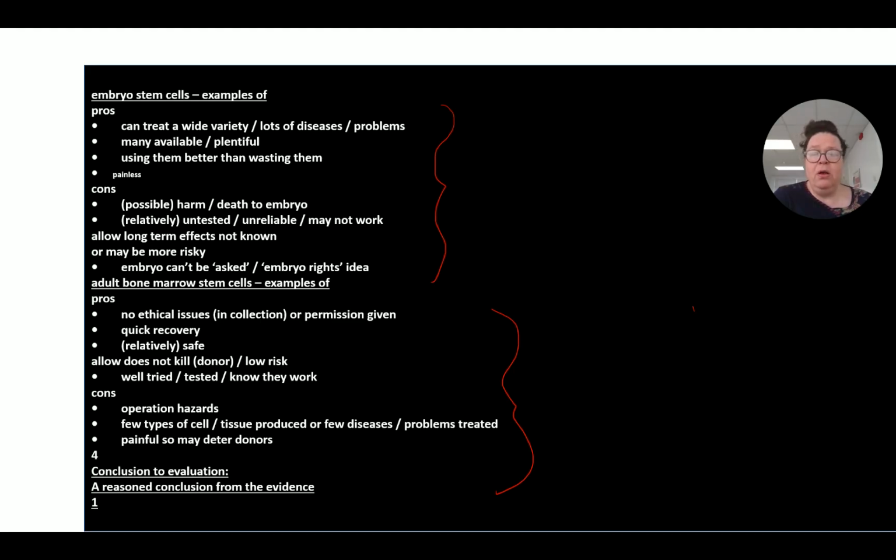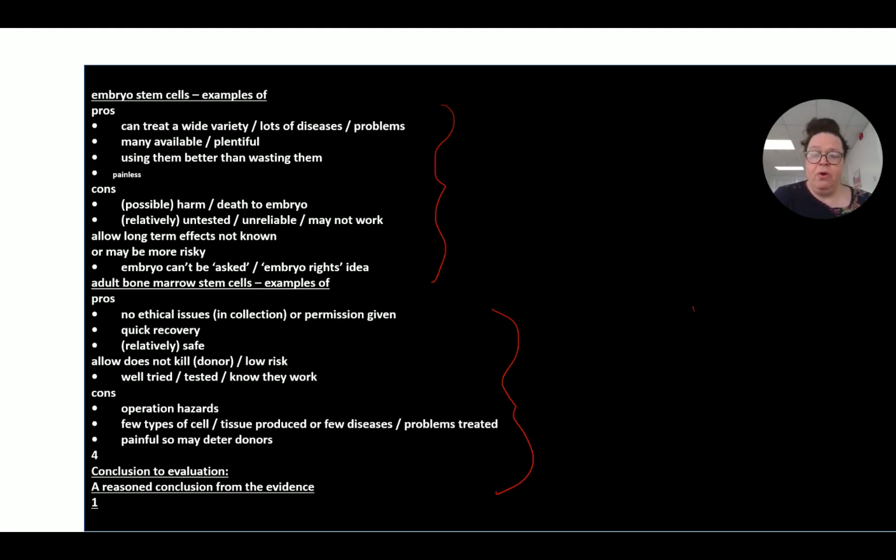Cons, bad things: harm or death to embryo, untested, unreliable, may not work, do not know the long-term effects. Embryo can't be asked if it wants to be used. And then adult bone marrow. So if you're using your own bone marrow for stem cells, there's no ethical issue. You can give them yourself and give consent. Relatively safe. Does not kill the donor. It's low risk. We know how it works. There's been lots of tests.